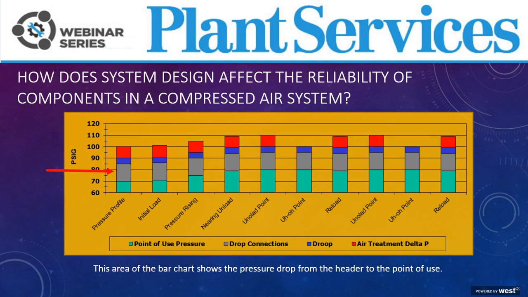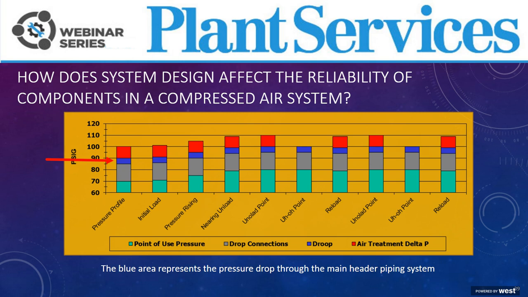This gray area is what we call the dirty 30. That's the connection from the header down to the point of use. In this particular plant, they had a 15 psi pressure drop because they were using just these 1/4-inch hoses going down to the point of use and not a full-size hose. The blue area here represents the pressure drop through the main header, or what we call droop.